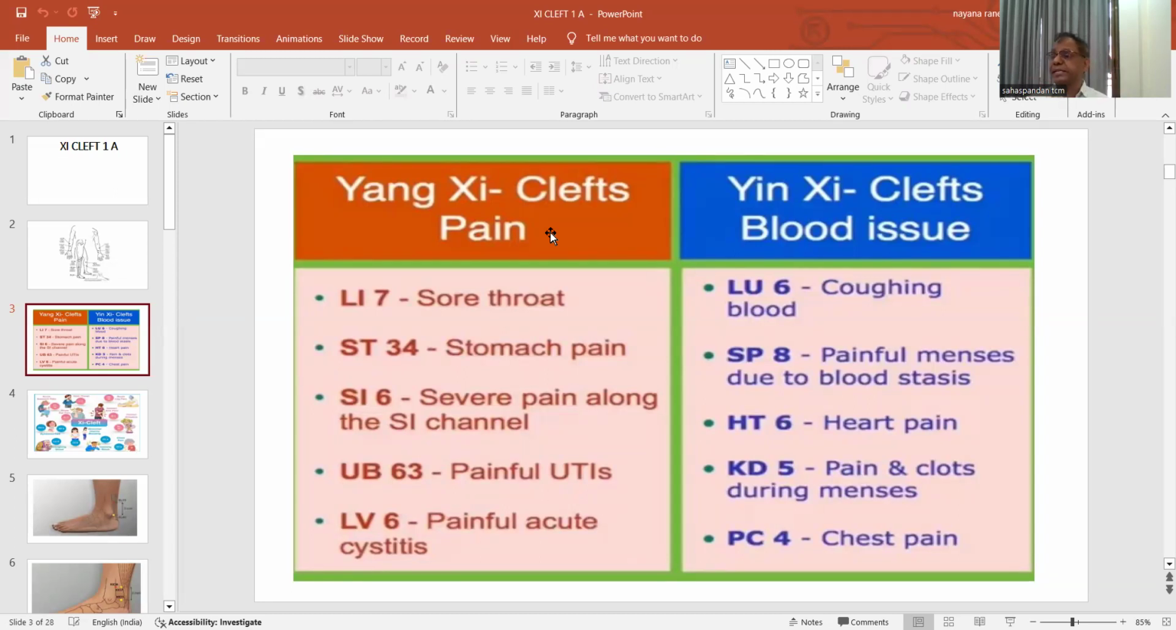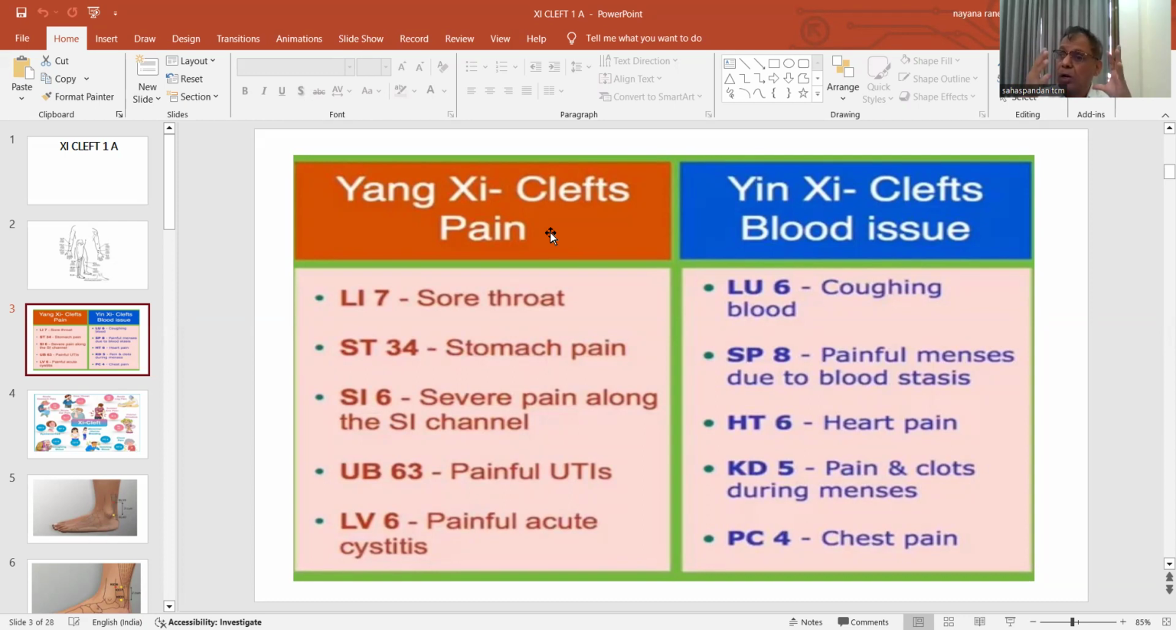And UB63, the pain along painful UTI, urinary tract infection. It is the painful UTI, urinary tract infection. And liver 6 is the painful acute cystitis. Okay. And in Xi-cleft point, it is the lung 6, that cupping blood.